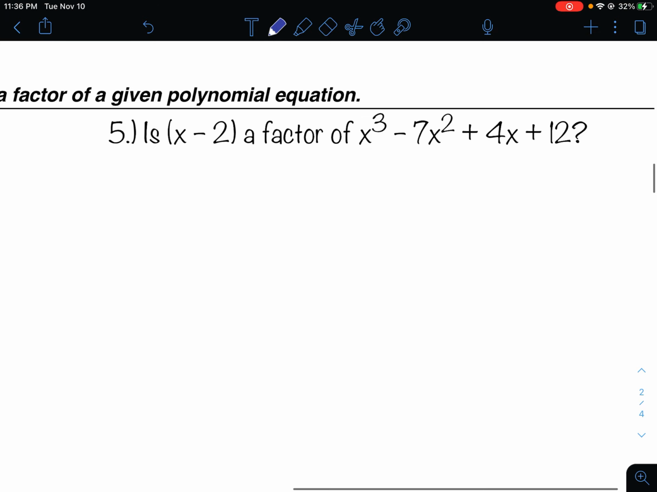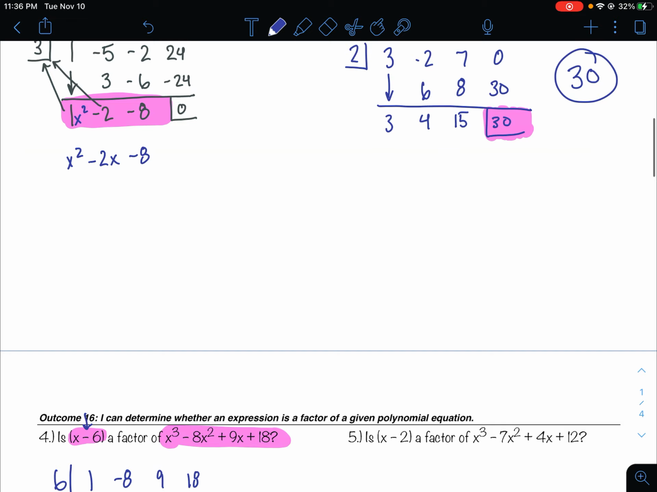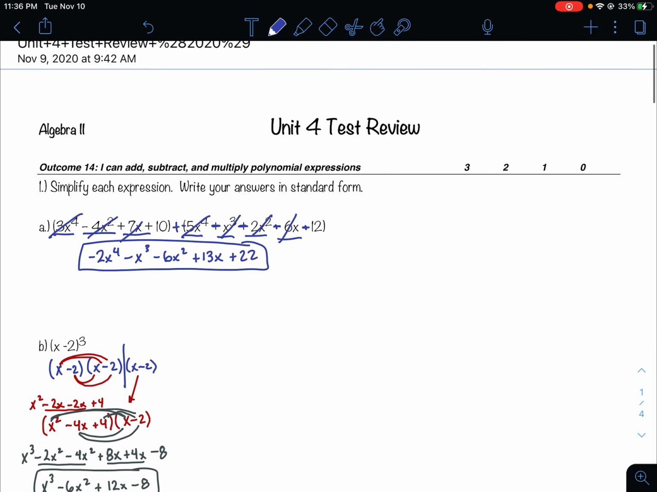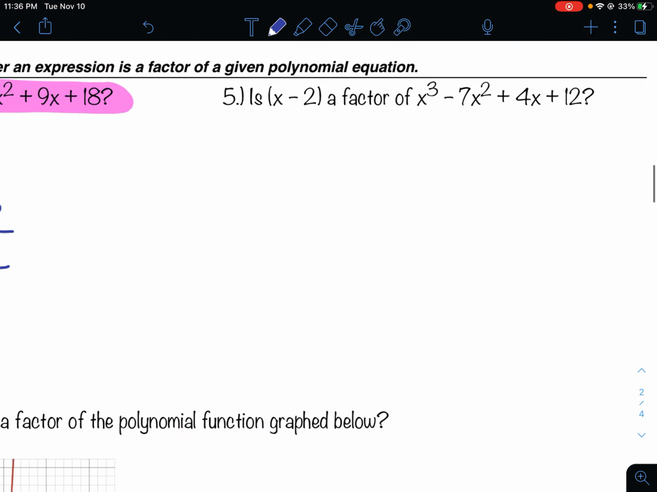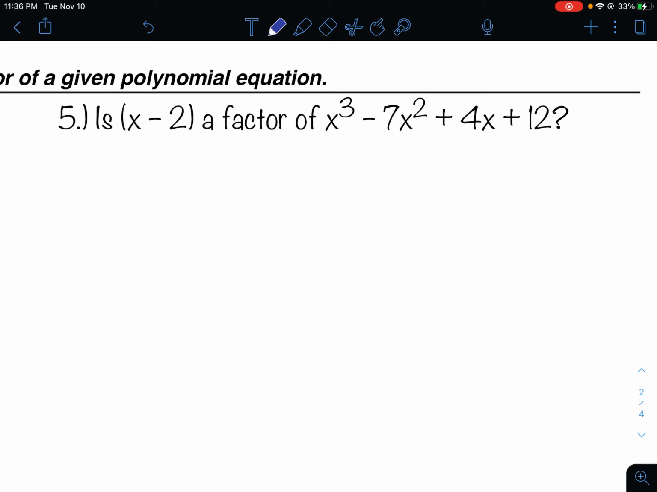We do exactly the same thing in number 5 here. I think, did I number these right? I feel like, yes, I did. Just feel like I didn't number them right.